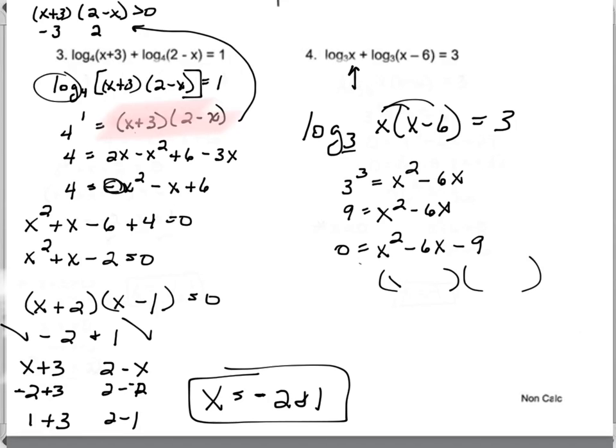Factor x, and 0 equals, multiply to be 9, add to be negative 6. That's 3 times 3. But 1 has to be positive, or 9 times 1, so we're going to have to use quadratic formula, it looks like, on that one, which is not fun. So let's see what we can do with that.